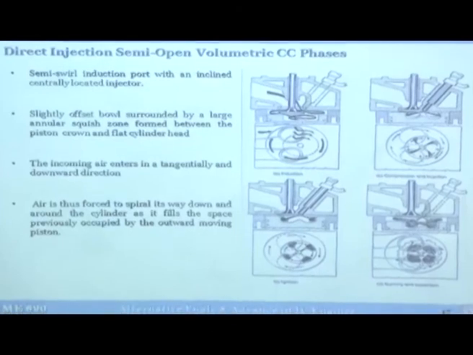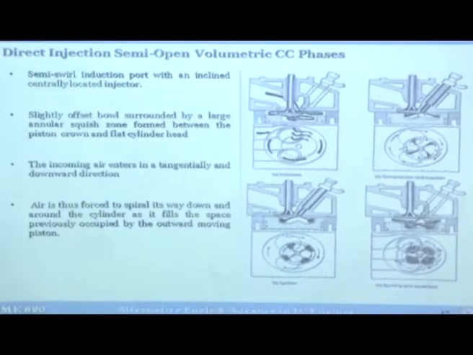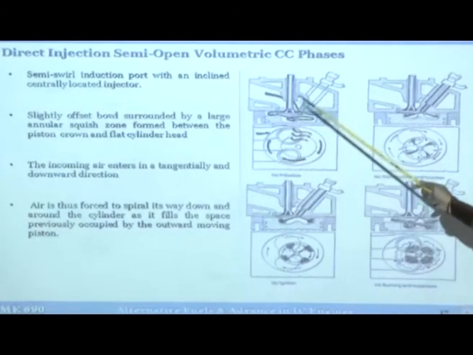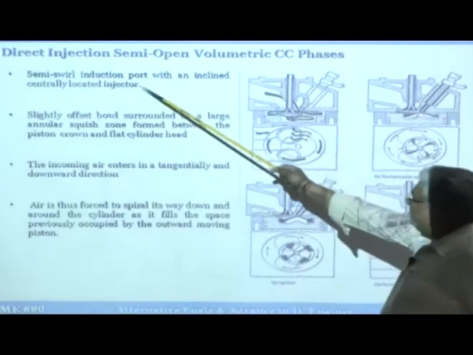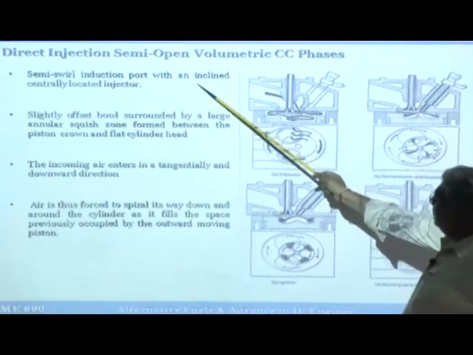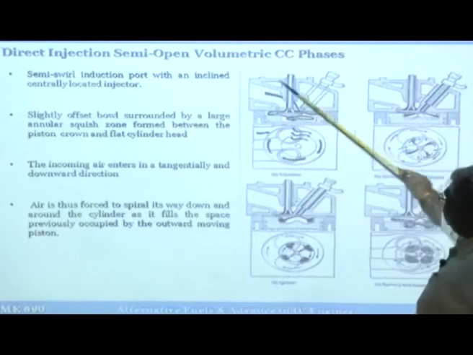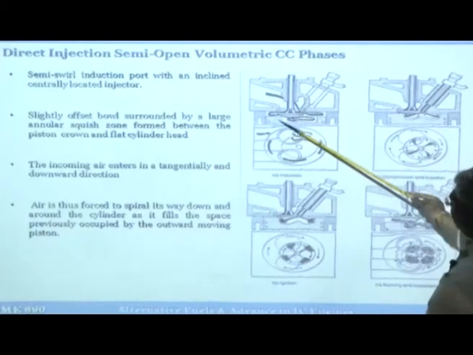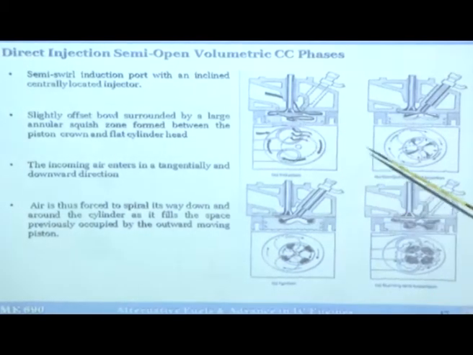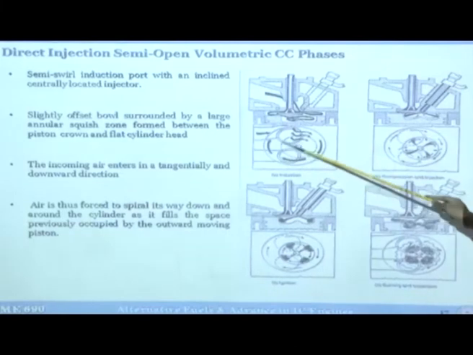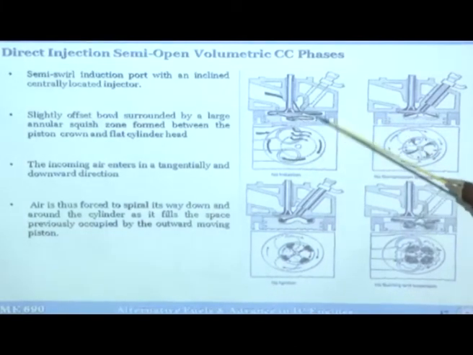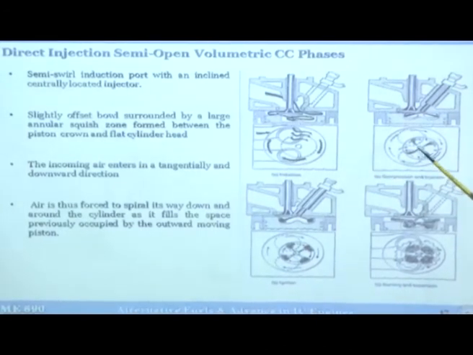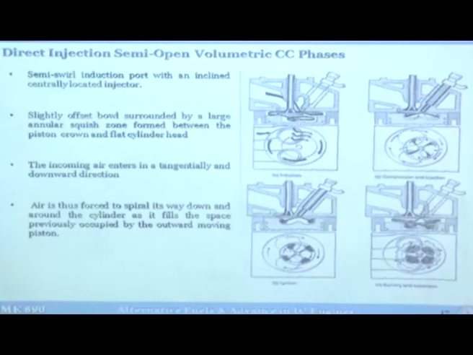So let's look at what is happening inside the quiescent combustion chamber, or semi-open volumetric combustion chamber. Here we have a semi-swirl induction port with an inclined, centrally located injector. You can see this is the valve and this is the injector. The air is coming in and undergoing some swirling motion. Okay, so the air comes in and starts rotating like this. Then this is the inclined injector, and the injector hole, the central hole, is here. From here you are injecting the fuel spray. Where? Here.